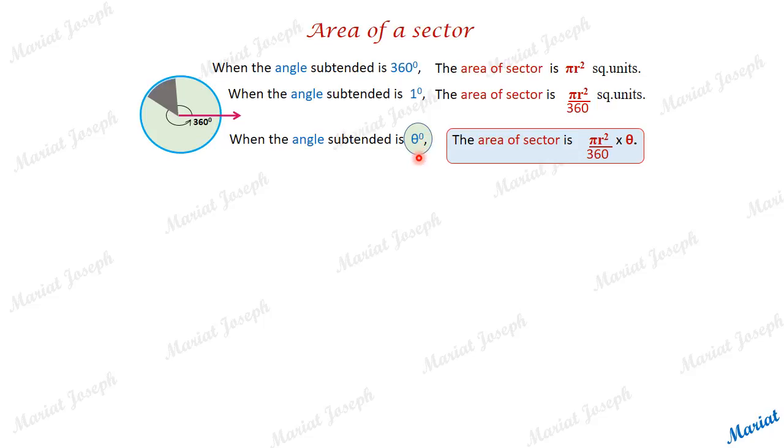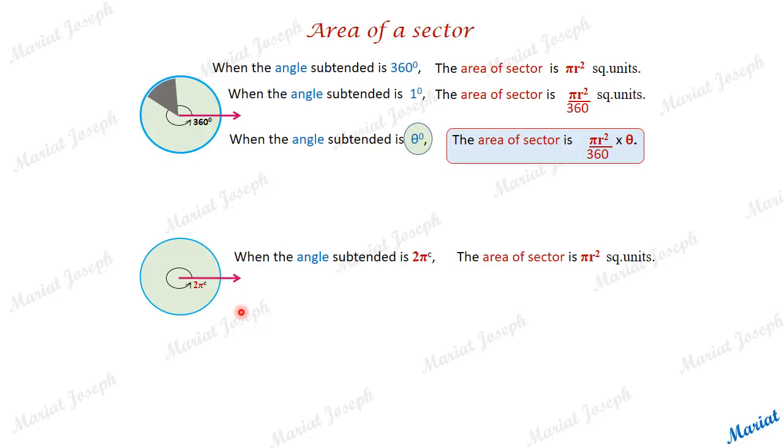Now, as we have one more new unit for angle, that is the radian measure, how will we find the area of the sector in case the angle is measured in radians? We again go by unitary method. One full rotation is now 2 pi radians. So corresponding to 2 pi radians, that is one full rotation, the area is pi r square units. That is the complete circle.